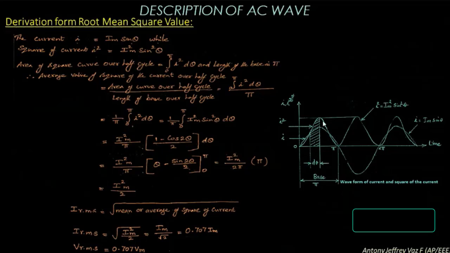We have used a current wave of a sinusoidal waveform to find the root mean square value. If we use a voltage wave, we will get Vrms equal to 0.707 Vm. The same value will be present, but instead of the current RMS value, we need to represent the voltage RMS value. And here, for current, Im is the maximum peak current. Instead of maximum peak current, we need to represent the maximum peak voltage Vm.